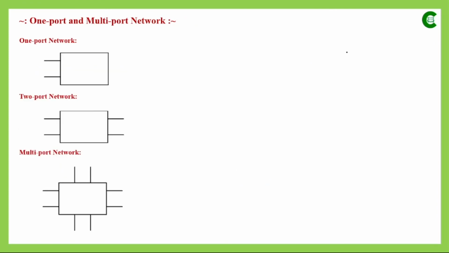There is another classification which is based on how many ports are there in that network, and based on that we can classify into one port network, two port network, or multi-port network. Now a port is a combination of two terminals. So we can say a port comprises two terminals. If in a network we have two terminals only, then that network will be referred to as a one port network.